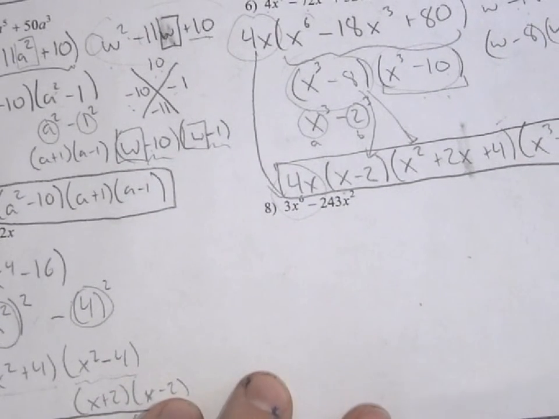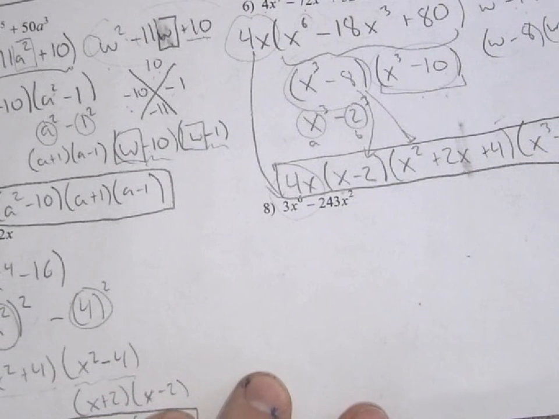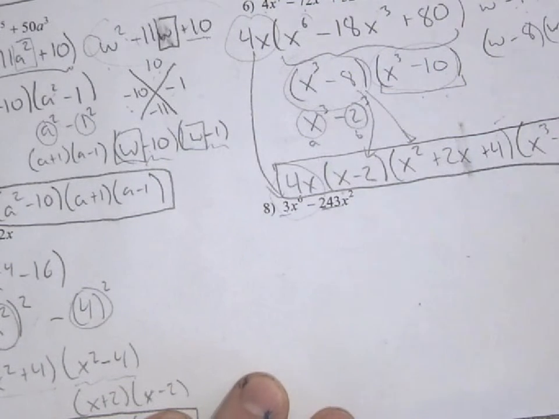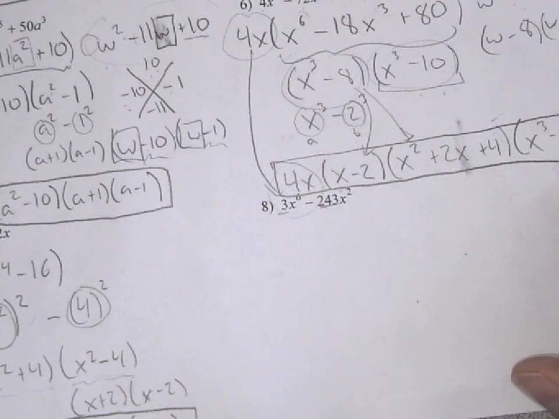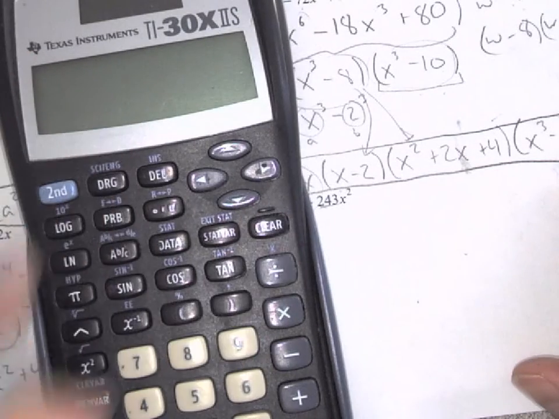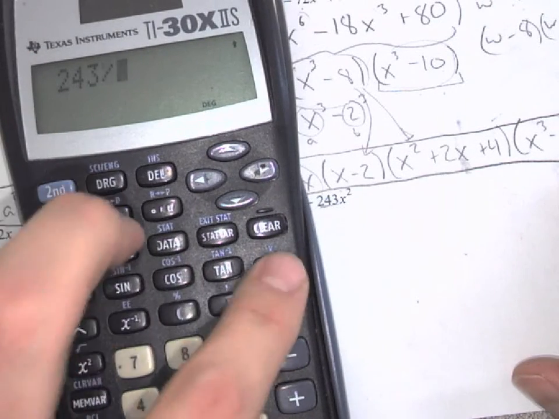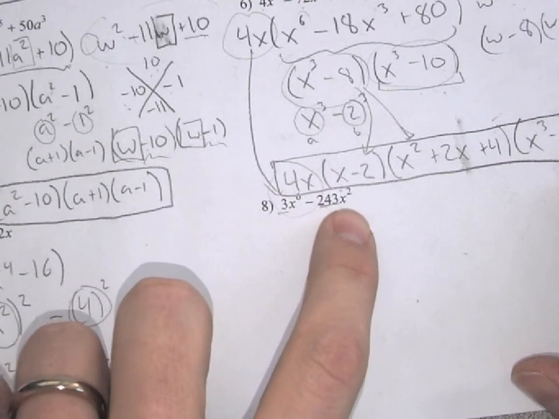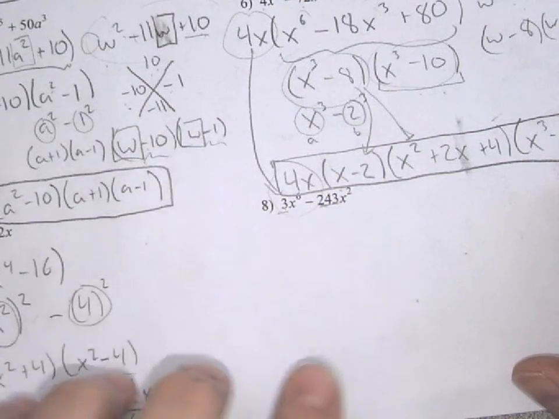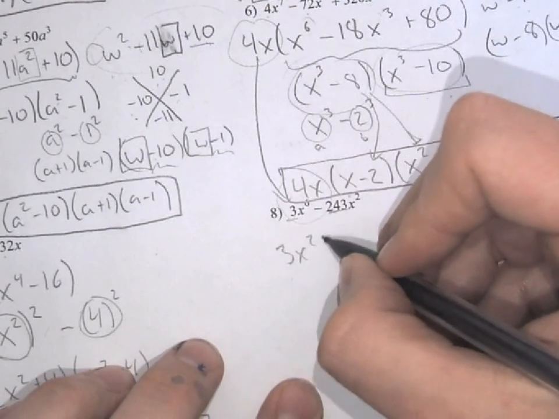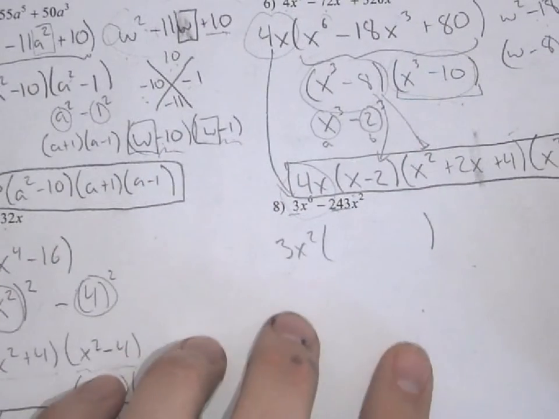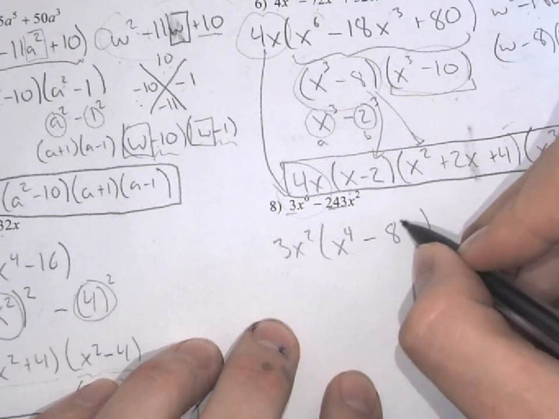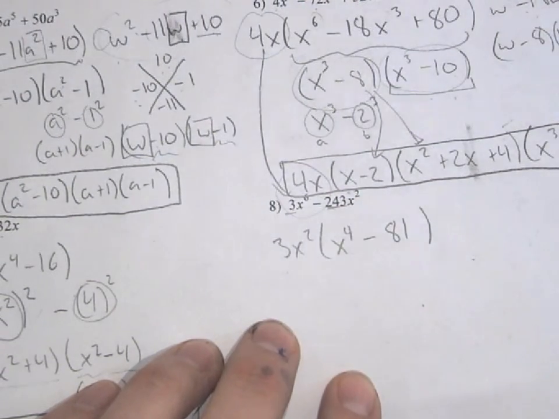All right, this guy's going to be kind of similar. So let's take a look. This has a 3 in it, so hopefully this is divided by 3. 243 divided by 3. I'm hoping that that's going to work out. I'm betting it will. Okay, cool, that's 81. And they both have at least 2 x's in it. So I'm going to take out a 3x squared. Okay, and that'll leave me with x to the 4th minus 81.